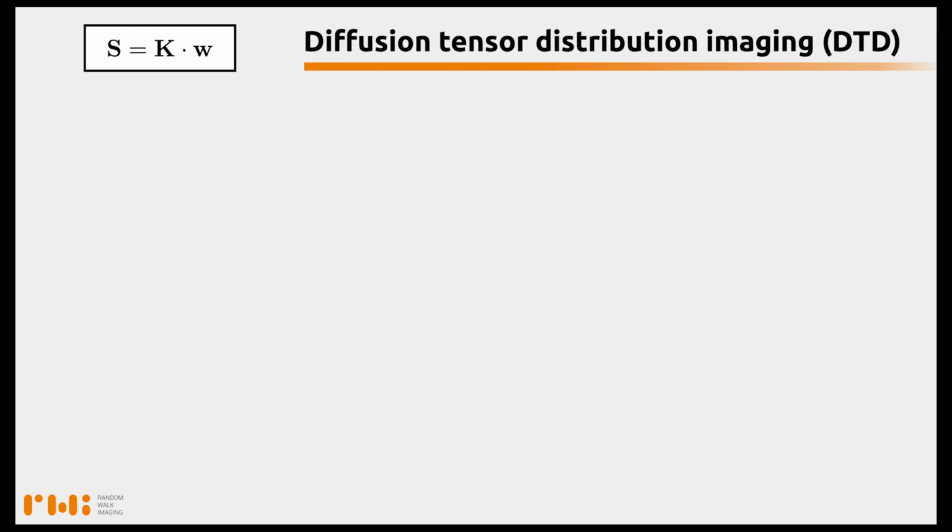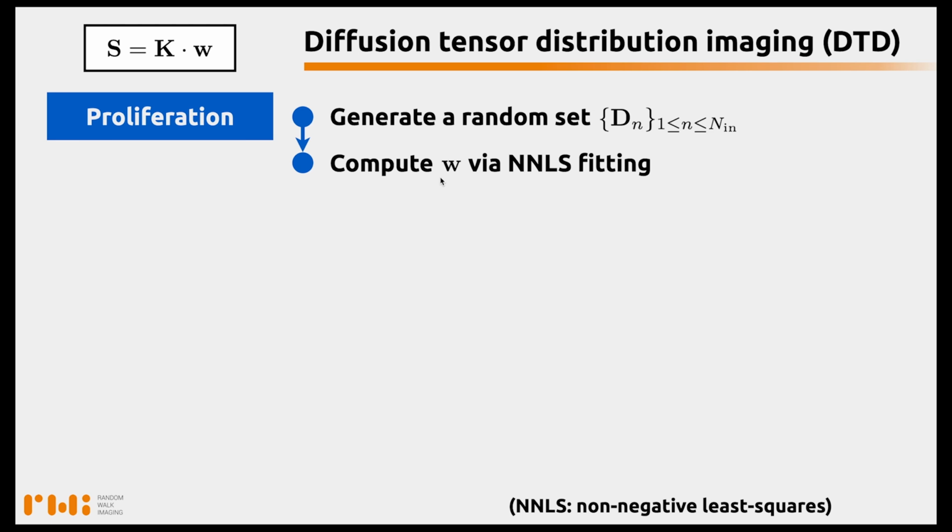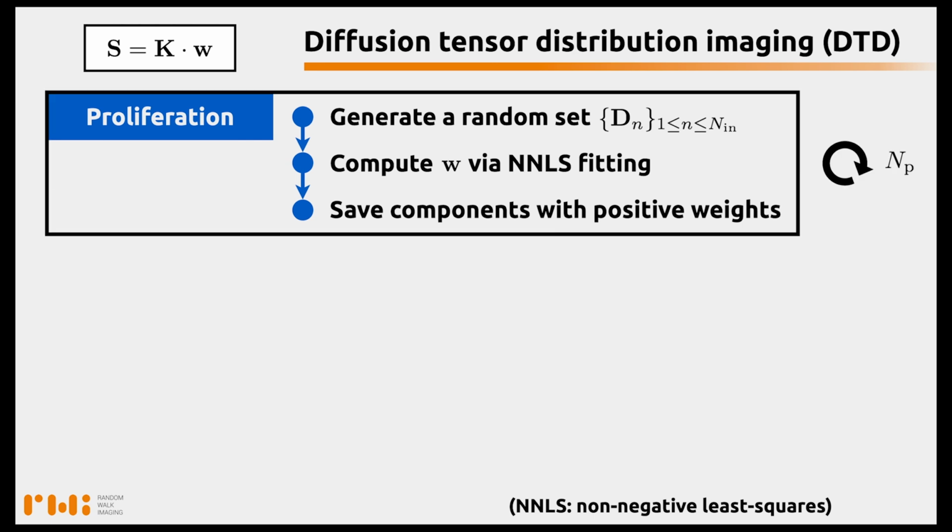Keeping in mind this S equals KW relationship, I'm going to go through the different steps underlying the diffusion tensor distribution imaging algorithm. First, you have the proliferation step, which consists in generating a random set of Nin diffusion tensors. Then you can compute the associated vector of weights Wn for this set Dn using a non-negative least squares fitting. Finally, you simply save the components with positive weights. This entire step is repeated Np times, the number of proliferations.